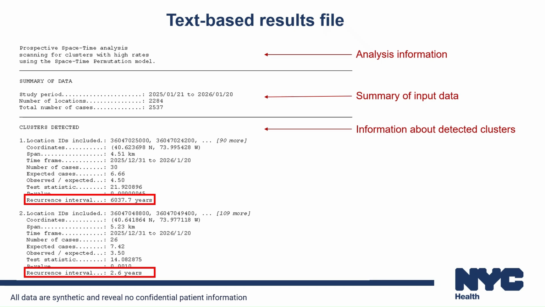For prospective analyses, each cluster has a recurrence interval, which is an alternative to the p-value. We use recurrence intervals instead of p-values because applying the typical threshold of p less than 0.05 would not adequately control type 1 error in prospective analyses, and it would, on average, generate a false signal every 20 days. The greater the recurrence interval, the less likely the cluster is due to chance.